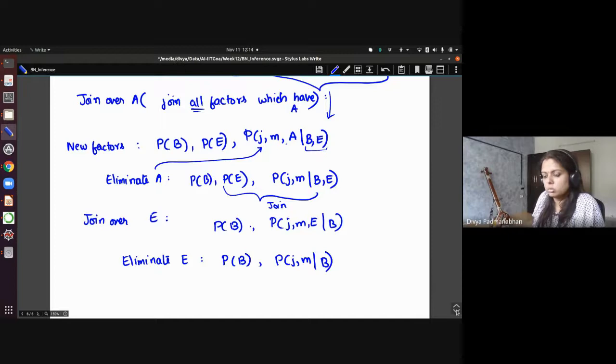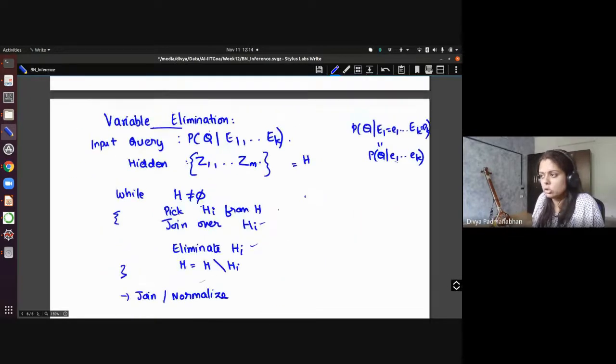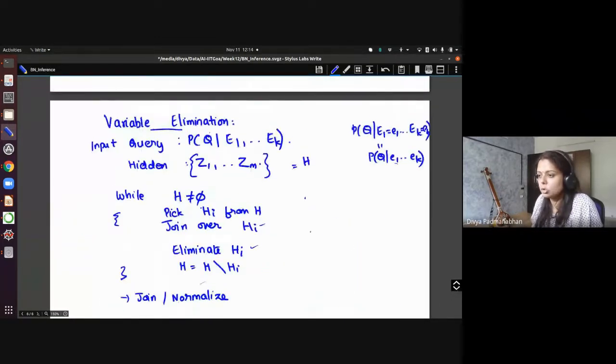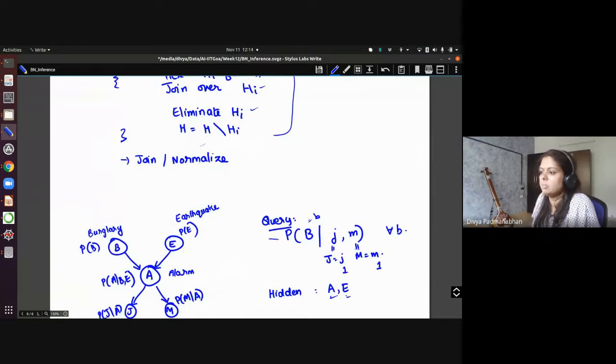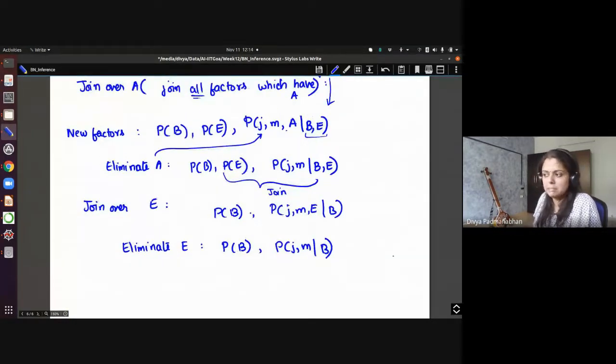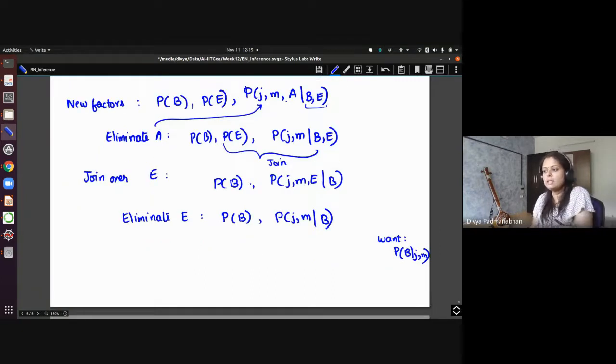Okay, so you've done all these operations now. You have eliminated both A and E. You got rid of the hidden variables, and so this part is complete now. What you need to do is some join or normalize. Your query was P of B given J, M, and what you have is P of B and P of JM given B. So what you want is P of B given JM, right? So what do you do now? How can you get this using the operations that we discussed?